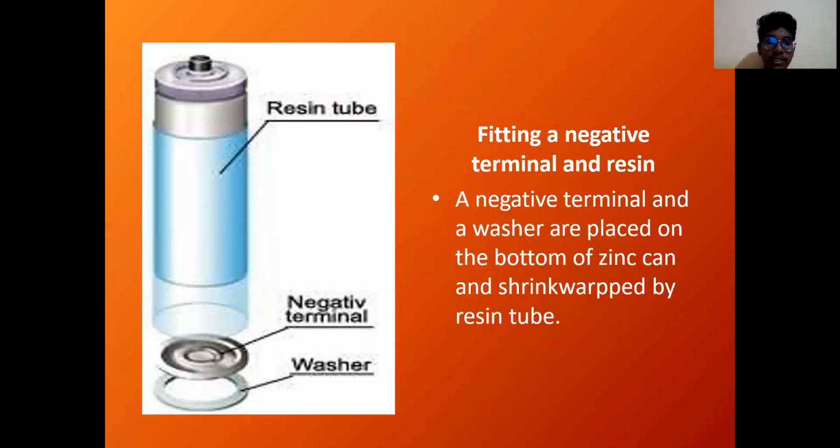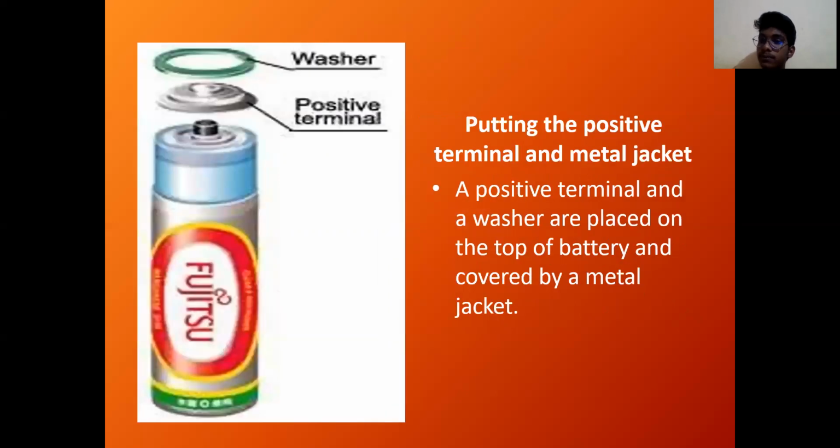Next, as we can see, this gasket is used as a positive terminal, and the negative terminal is added below the dry cell, and a washer is attached to it. And the resin tube is also added to the zinc container, which will not produce electricity on the outside zinc can. Also, to protect the zinc can, we are using a resin tube. Fitting a negative terminal and resin. A negative terminal and a washer are placed on the bottom of the zinc can and shrink-wrapped by the resin tube.